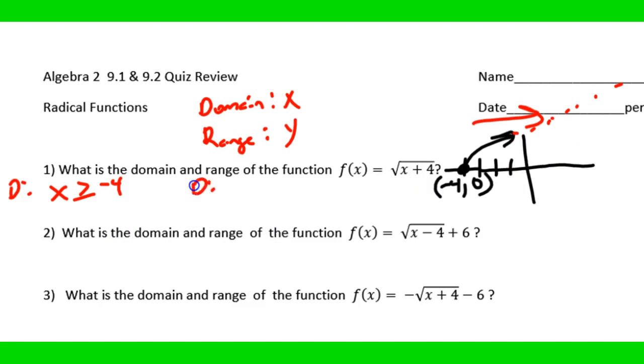Now for the range, we look at the y value. So the y value is 0. Well, when we look at this graph right here, we see that right here the y value is 0, but from here the graph goes up. So it increases. So we can say that y is greater than or equal to 0. There's our domain right there, and the range right there.